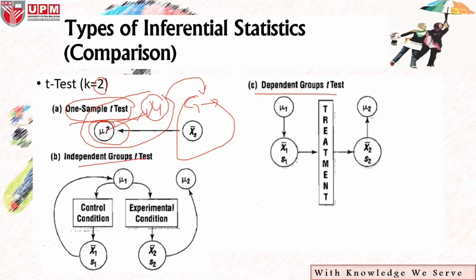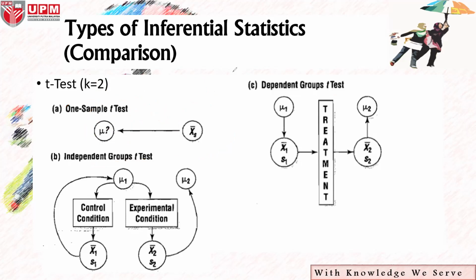Ada soalan? Tak ada. Okay, next one is independent sample t-test or independent group t-test. So independent group t-test ni we conduct a study among one group juga. Okay, but inside that group there are two groups. Inside that one group ni there are two groups that are independent from one and another.